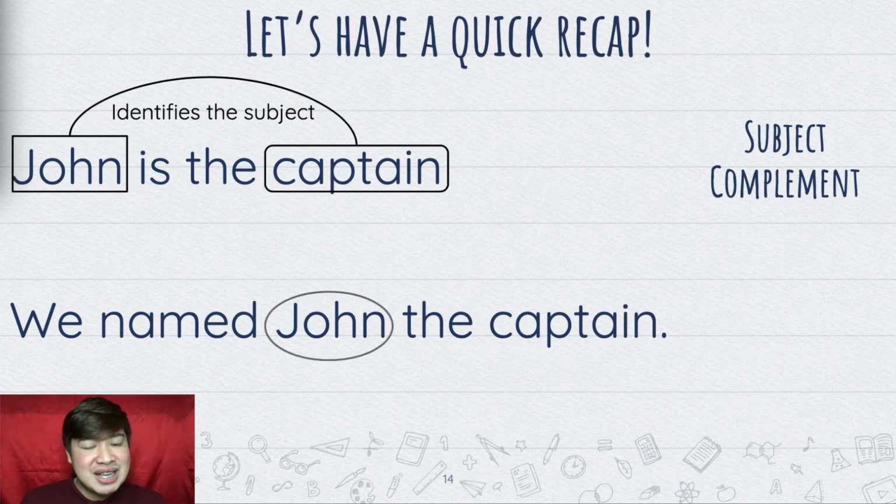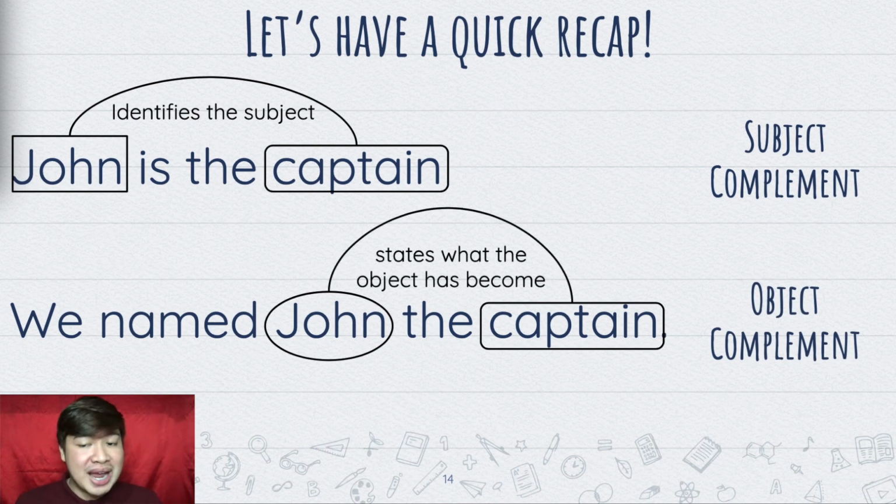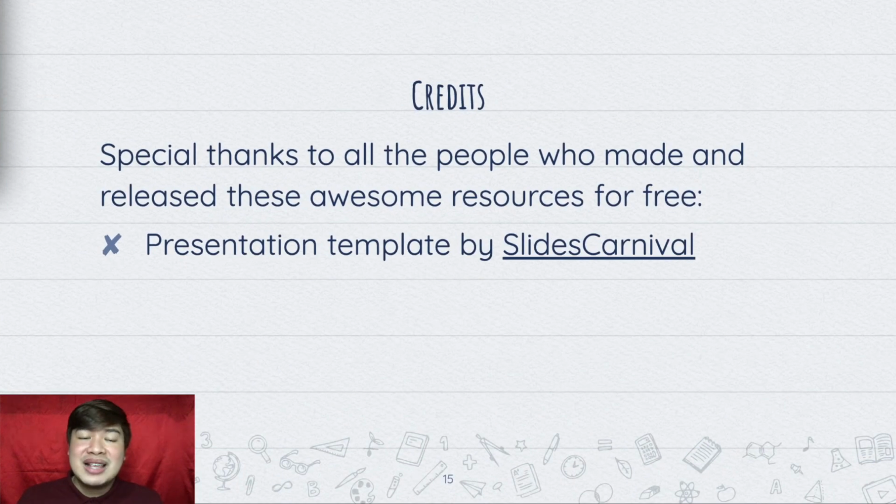We have John as the object and captain as the complement. And this one, captain is now our object complement because it states what the object has become. John is now the captain. So that is the difference of subject complements and object complements. So I hope in this quick video tutorial, I was able to enlighten you with the object complements and subject complements.